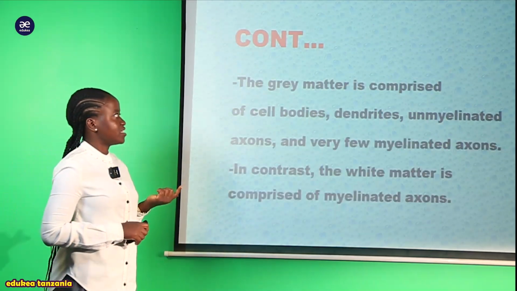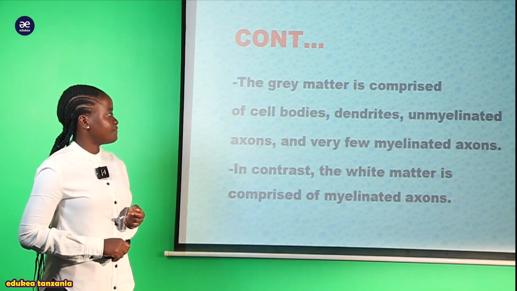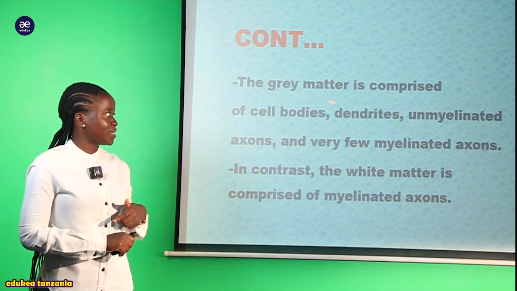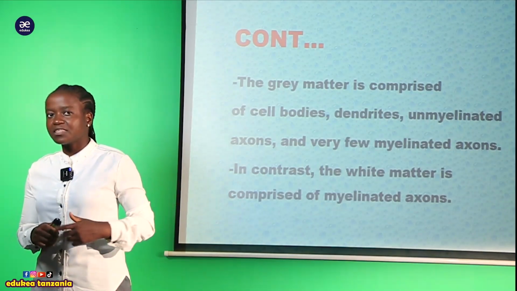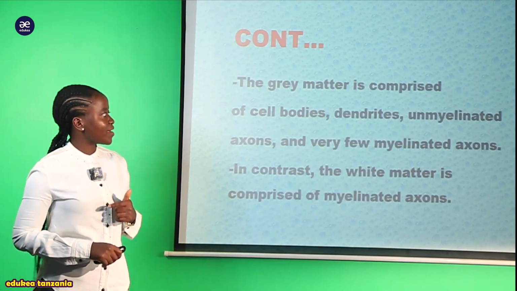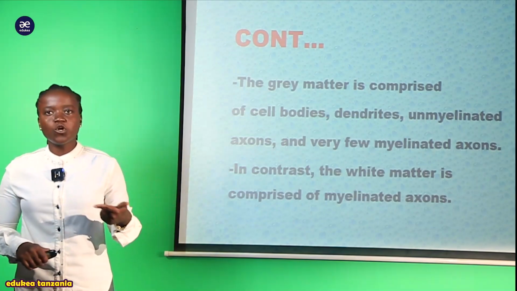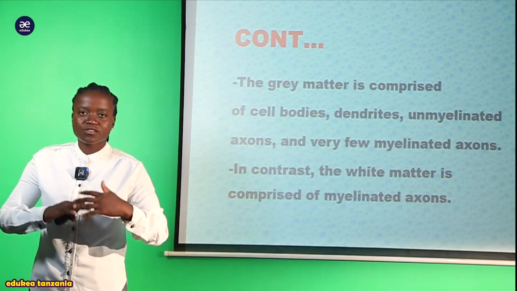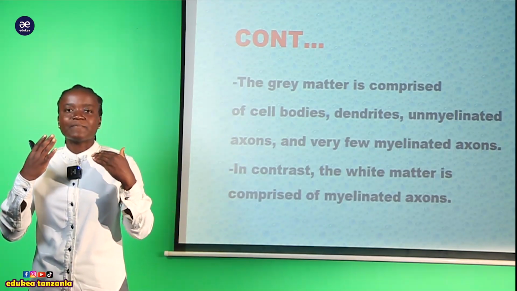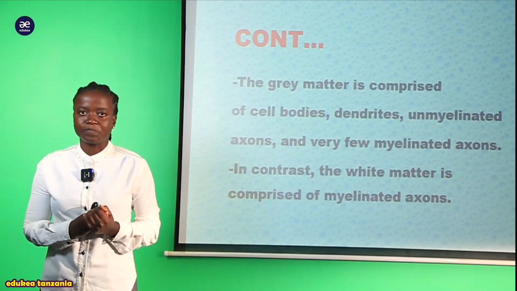And also we can say that this gray matter is comprised of cell bodies, dendrites, and unmyelinated axons, and very few myelinated axons. So within this gray matter, ambayo inapatikana ndani ya spinal cord or within the brain, tunasema kwamba ndani yake kuna hizi content ambazo zinapatikana. Mainly here we are talking about cell bodies, dendrites, unmyelinated axons, and very few myelinated axons. We're going to see this structure, that is dendrites and myelinated axon, when we discuss the structure of the neuron.